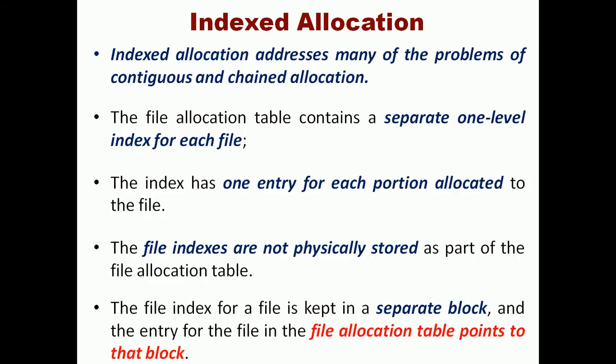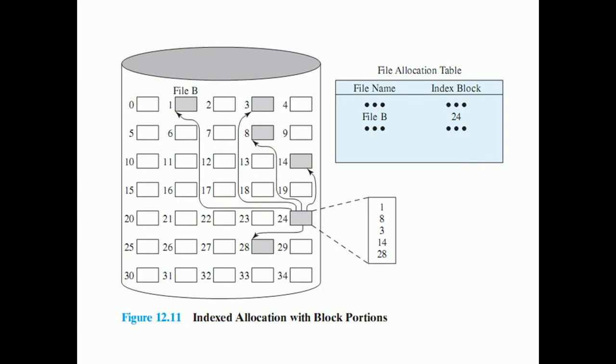Next is the indexed allocation. Now I will directly go to the diagram. See, in this indexed allocation, we need a file allocation table. It is also suitable for pre-allocation, and what happens here is every file has only one entry, that is called an index block. Now this block number 24 is acting as an index block. When we go to this index block, it has the various block numbers.